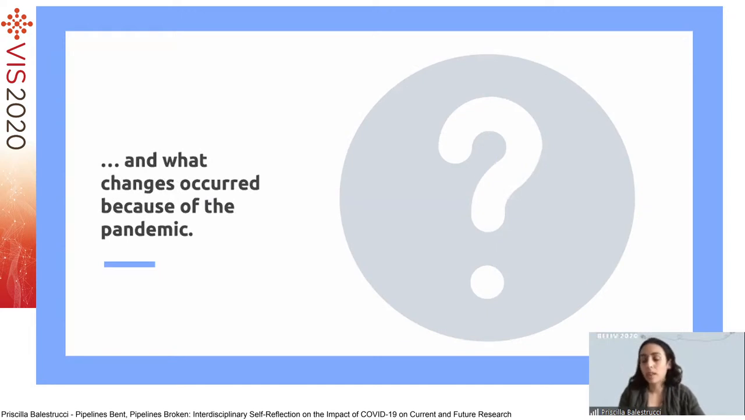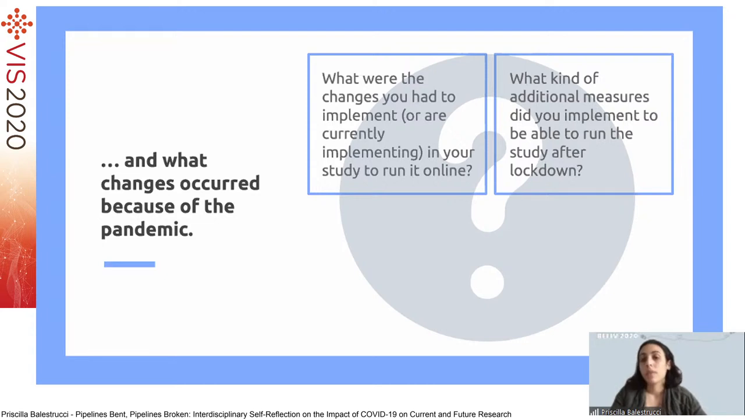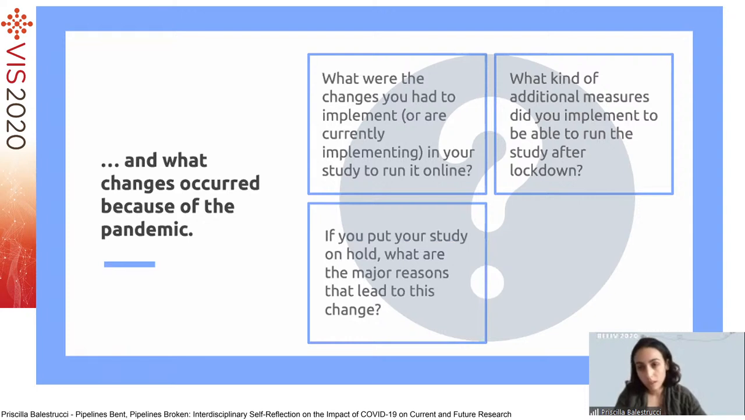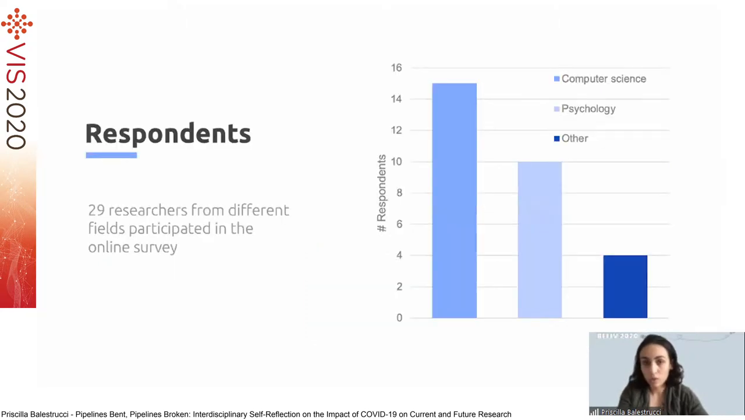Lastly, we went a little bit deeper into what the current situation was bringing for their study. So for instance, we asked what kind of changes they had to implement to run the study online, if they were able to switch it online, or what measures they had to implement to run the study after the lockdown. In the case in which their study actually had to be put on hold during the lockdown, we asked what were the major reasons that led to this change. And we also asked what they experienced in terms of their participant sample, if they noticed any change.